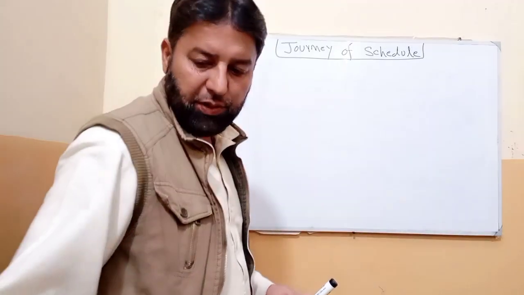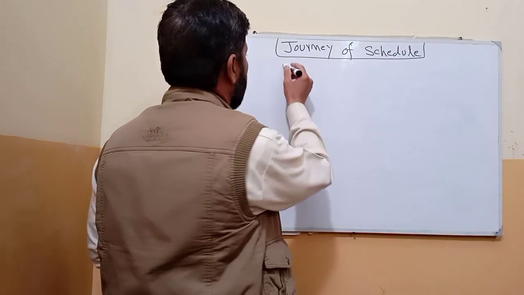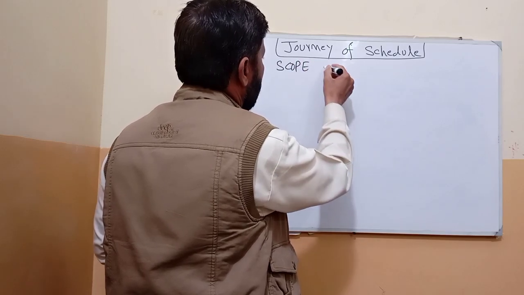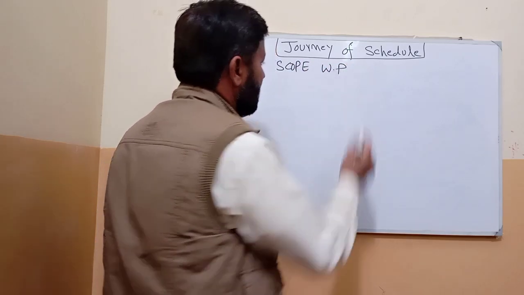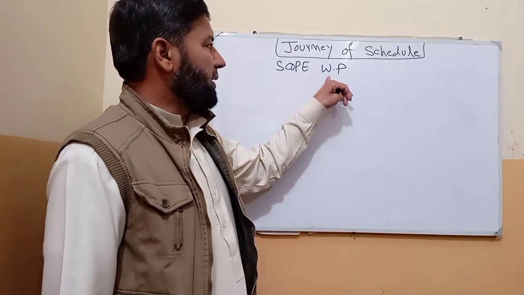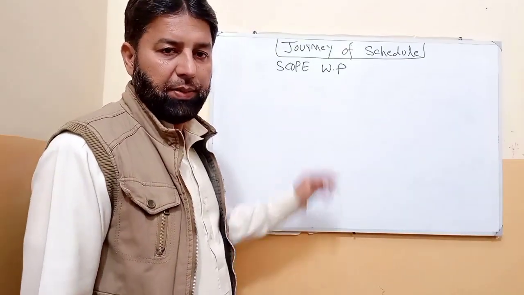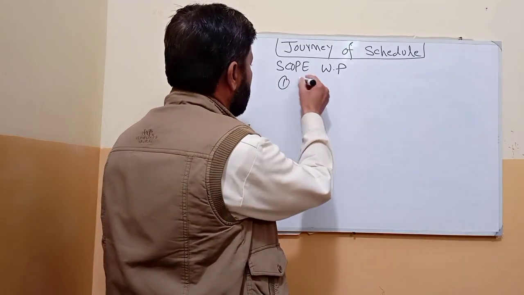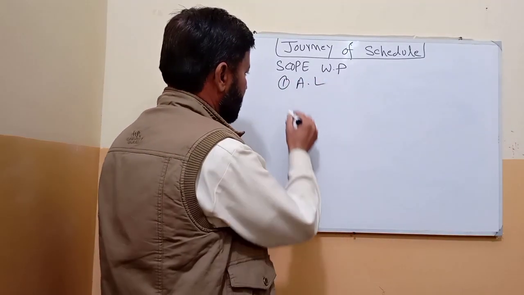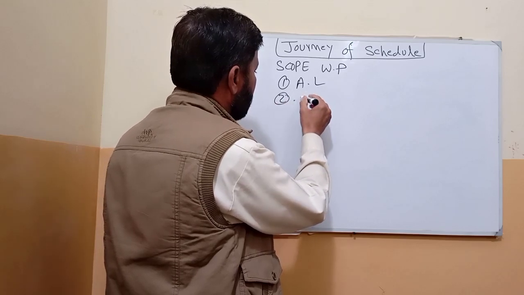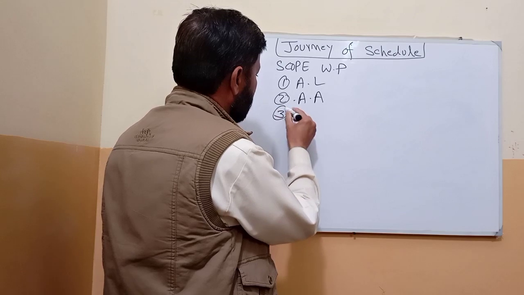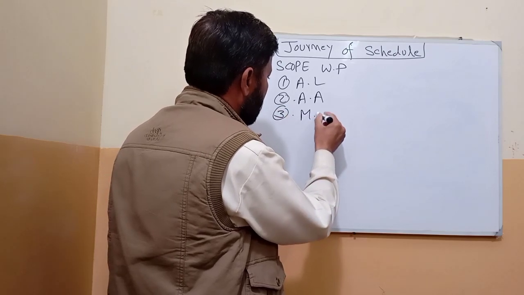Previously I made a video on scope, and we left off at work packages. We will divide work packages further here in schedule, and we will get three things. First one is the activity list. Second one is activity attributes. And third is the milestone list.